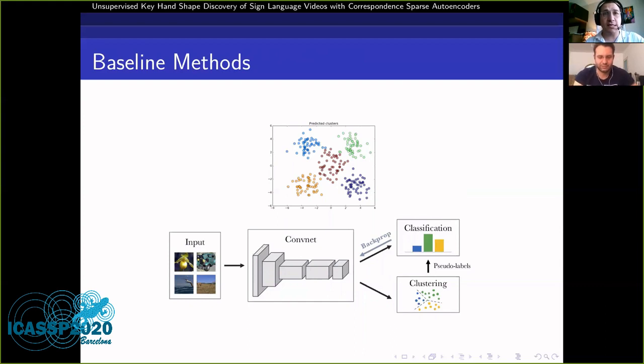DeepCluster is a clustering method proposed by Caron et al., which jointly learns the parameters of a neural network and the cluster assignments of the resulting features. It iteratively groups the features with a standard clustering algorithm and uses subsequent assignments as supervision to update the weights of the network.